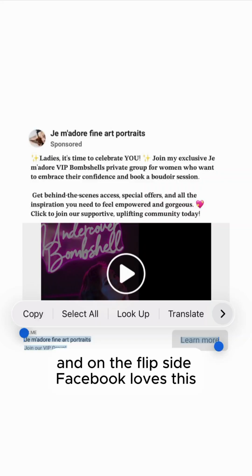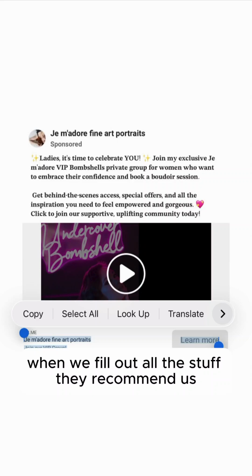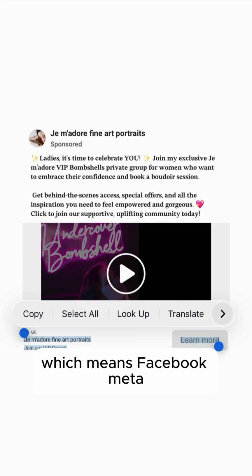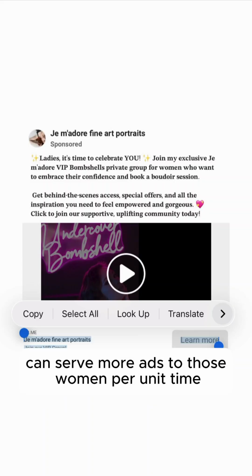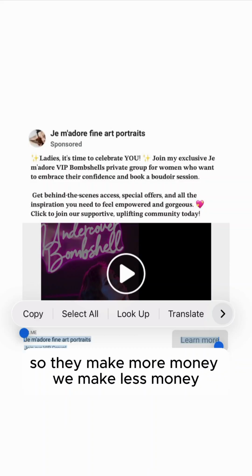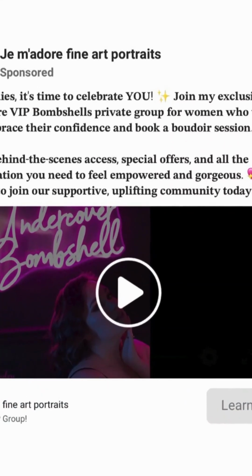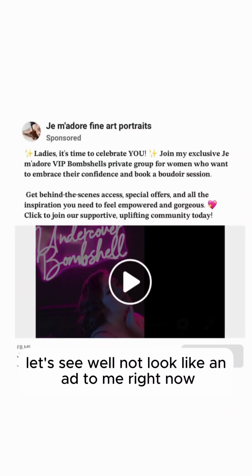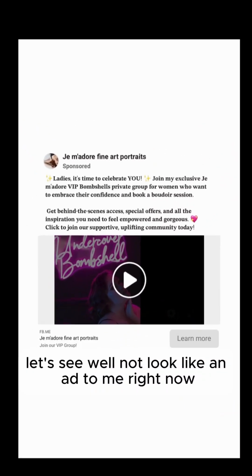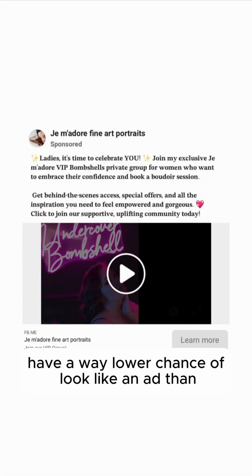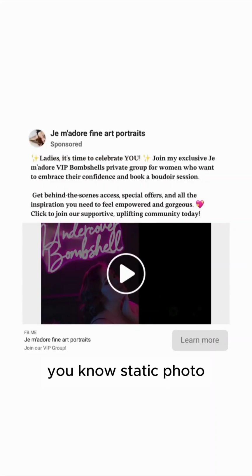And on the flip side, Facebook loves this when we fill out all the stuff they recommend, because more women scrolling by our ads per unit time means Facebook, Meta, and the Zuck can serve more ads to those women per unit time. So they make more money, we make less money. We actually waste more money per unit time doing this. Creative, let's see. Well, it does not look like an ad to me right now. I didn't play the video, but videos normally have a way lower chance of looking like an ad than a static photo.